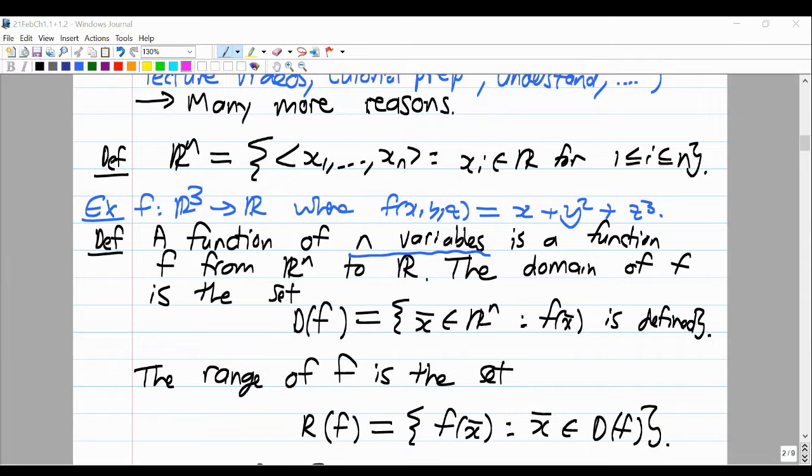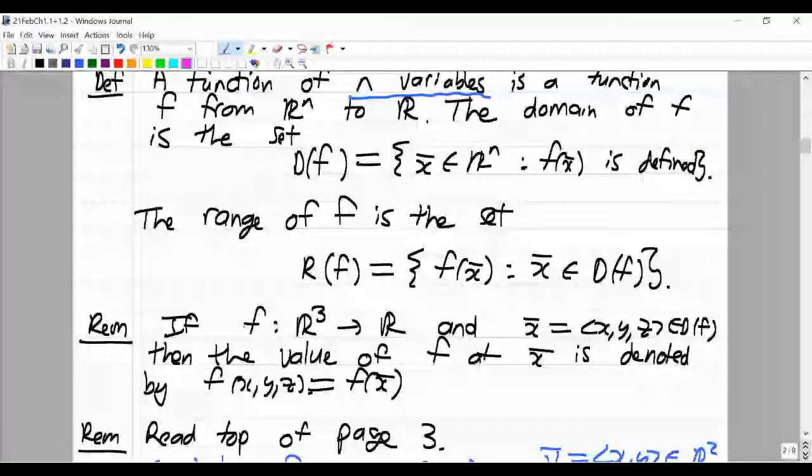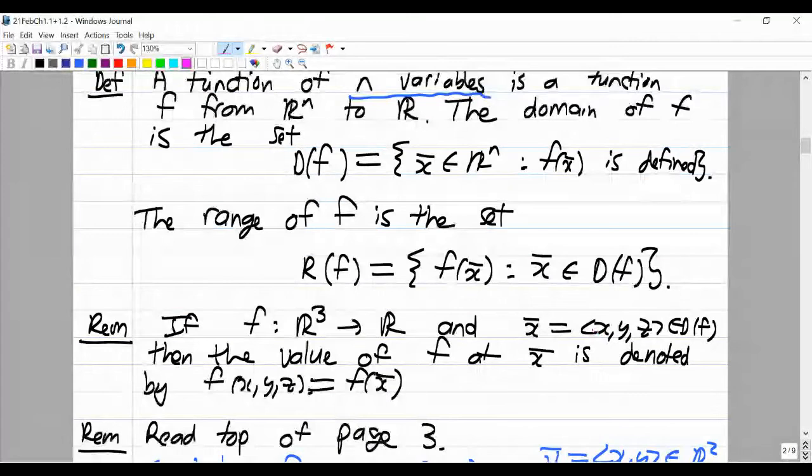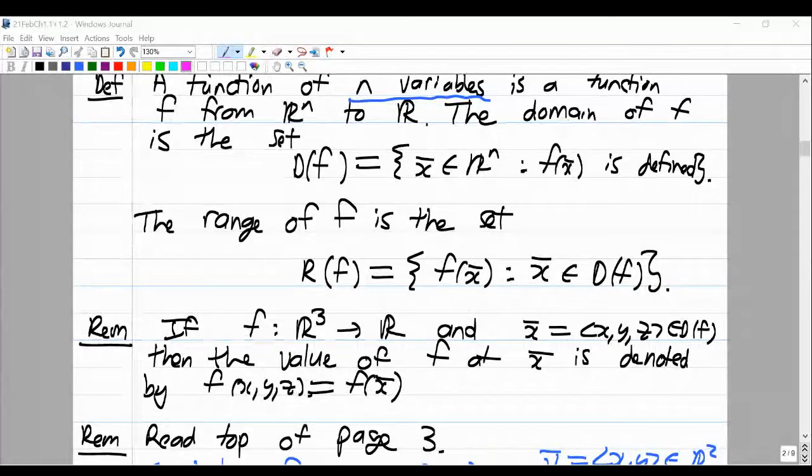This is a remark. If it's a function of three variables, it's from R cubed to R. So X is a three-dimensional vector with components x, y, z. If it's in the domain, then the value of f at vector X is defined by f of x, y, z, or f of X bar. That is just notation, and remember, notation matters in 218. So if f is a function of three variables, depending on whether you know the input is vector X bar or the 3D vector, there are two ways of notating the value of f at vector X. Please read your textbook every day.